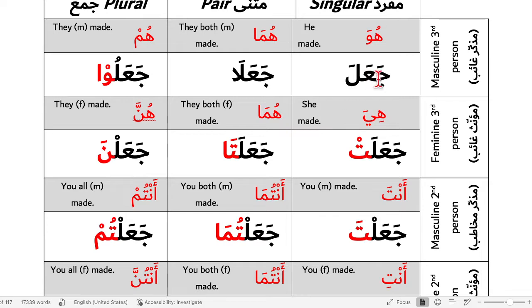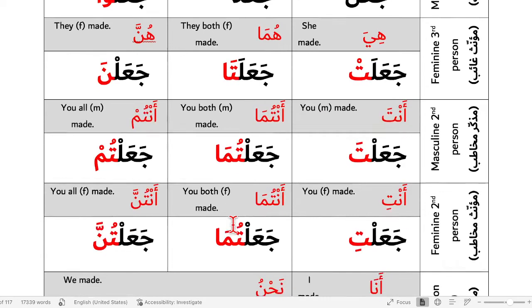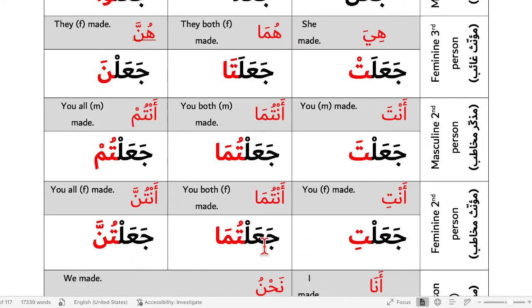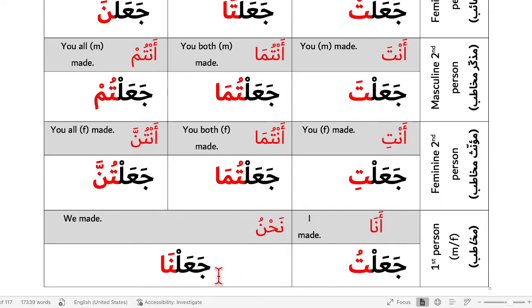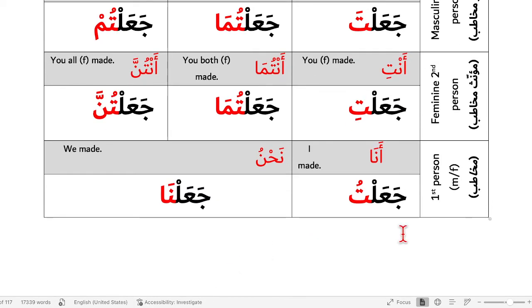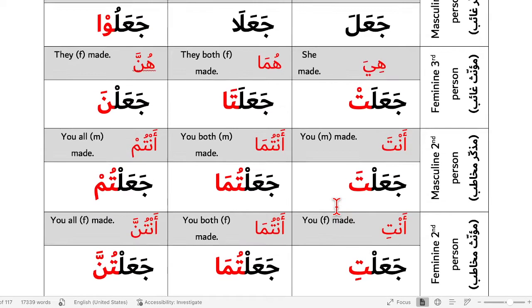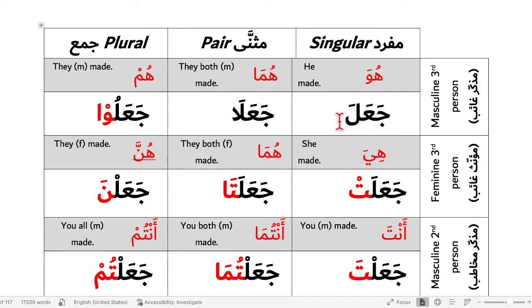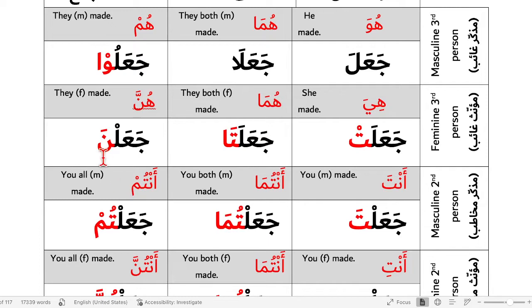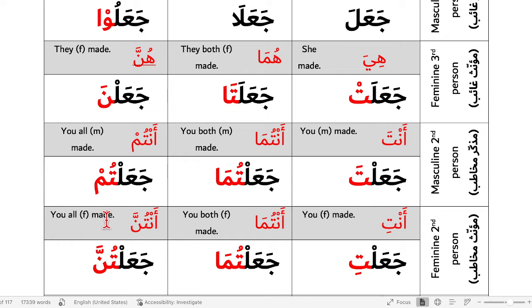This is how we're going to remember it: Jala, Jala, Jalu, Jalat, Jalata, Jalna, Jalta, Jaltuma, Jaltum, Jalti, Jaltuma, Jaltunna, Jaltu, Jalna. If it is written Jaltu, that means I made. If it's Jala, he made. If it's Jalna, then the feminine made. If it's Jaltum, then you all masculine made.